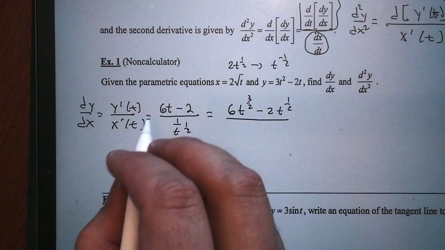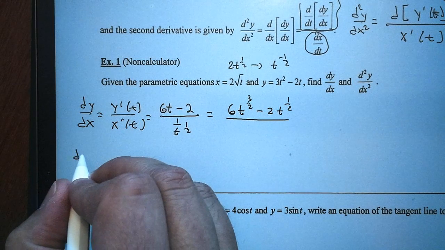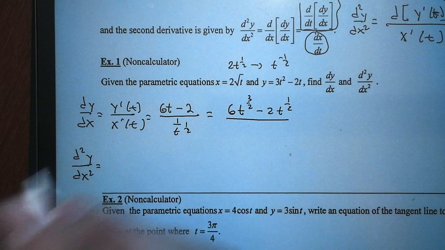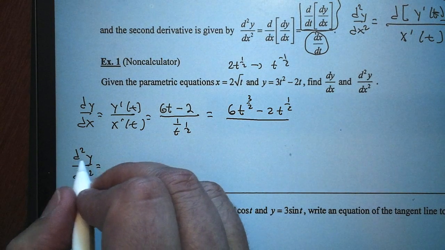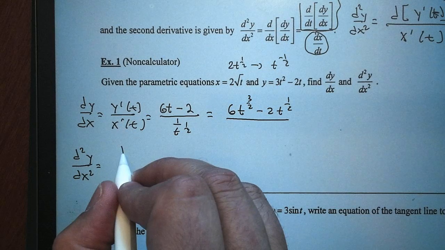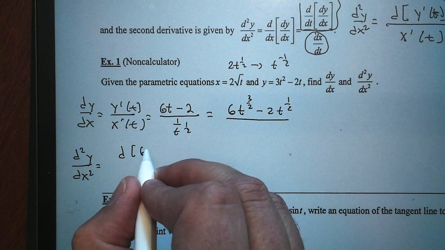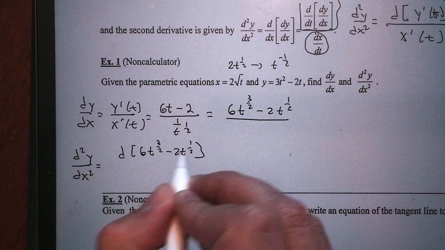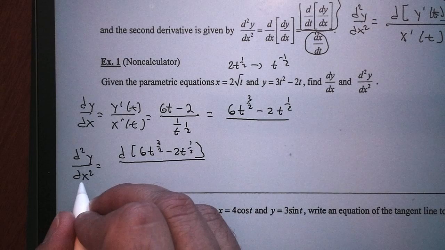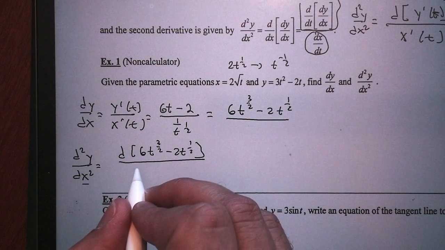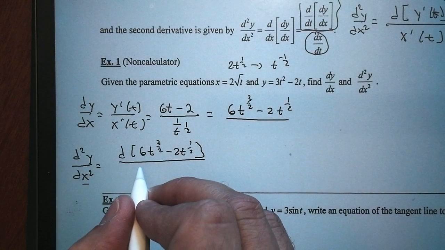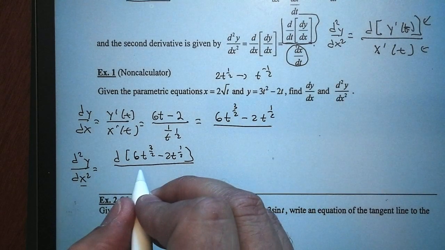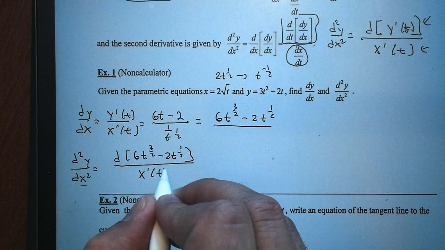Now, the second derivative is a little bit tougher. To get our second derivative, our rule says we're going to take the derivative of y again. So we're going to take the derivative of 6t to the 3/2 minus 2t to the 1/2. And independently, we're going to take the derivative of x again. So x prime of t. So we want the derivative of just x right here, so just over x prime of t.